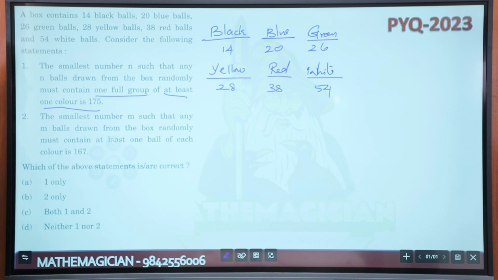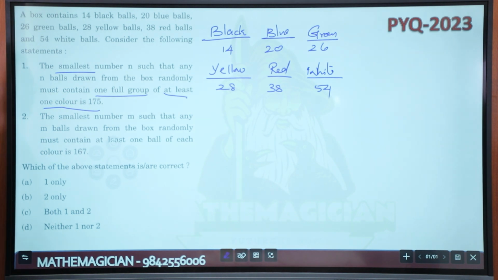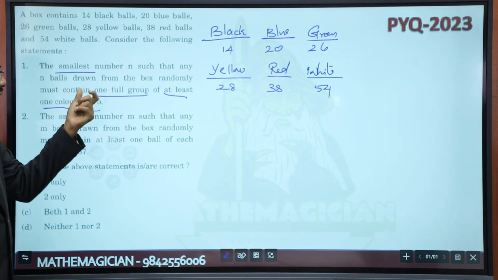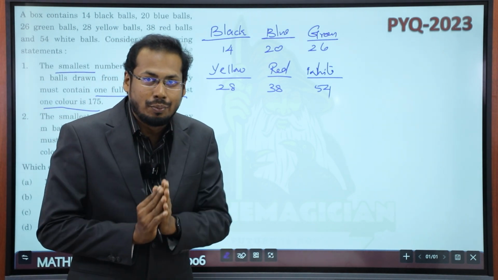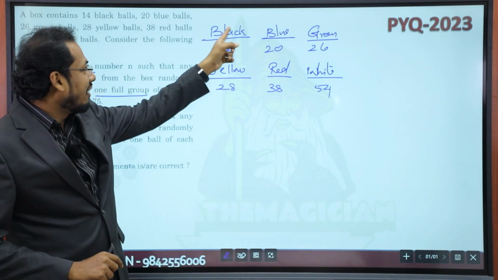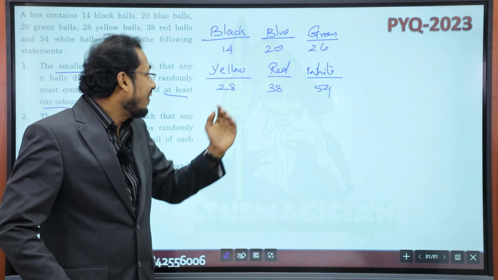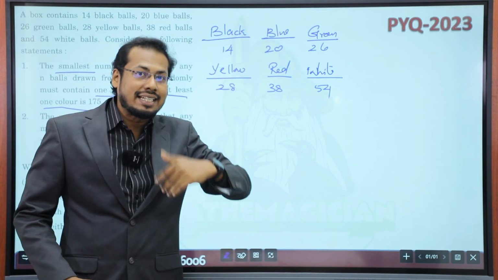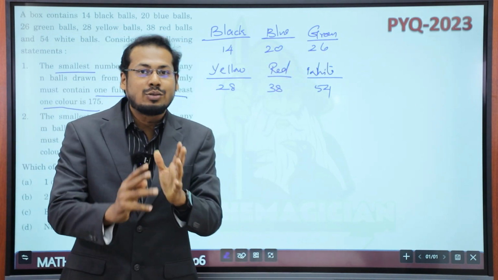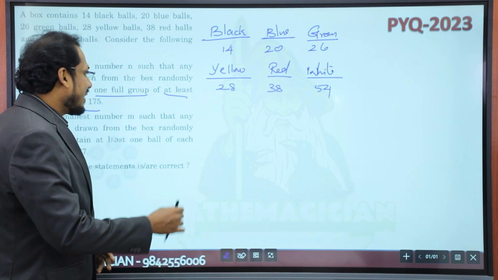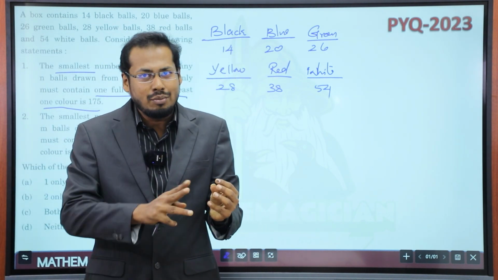The concept is they are talking about the smallest number n such that n balls drawn from the box randomly must contain one full group at least. I need one full group. One full group means if I take all the 14 balls, that is one full group. If I take all the 20 balls, that is one full group. If I take all the 26 green balls, that is one full group. And they are saying at least one. So at least one means minimum one should be there, or more than that.